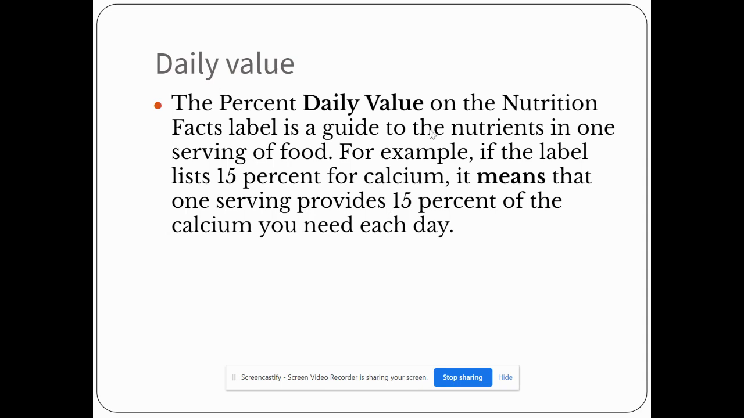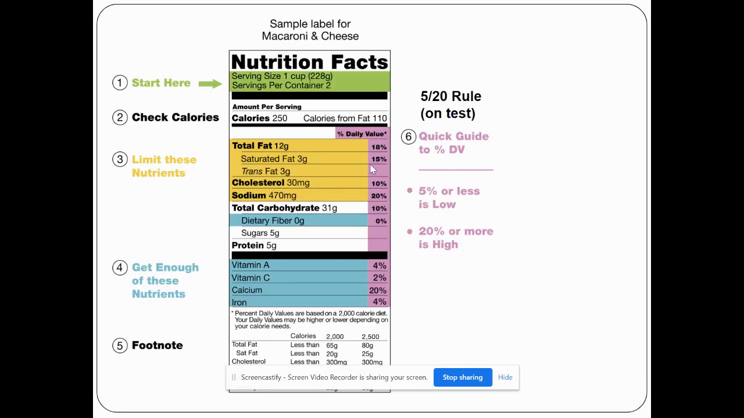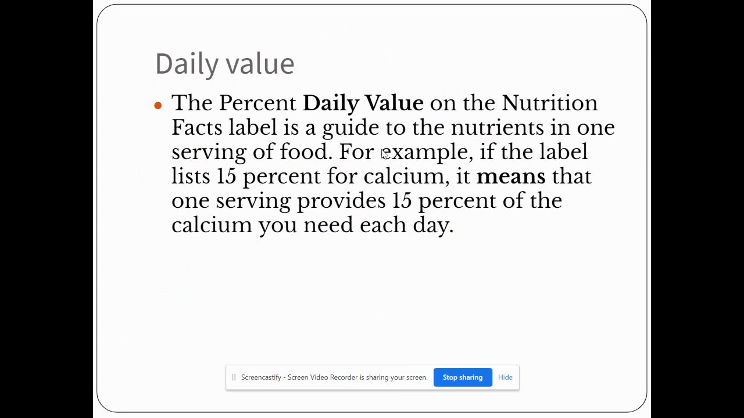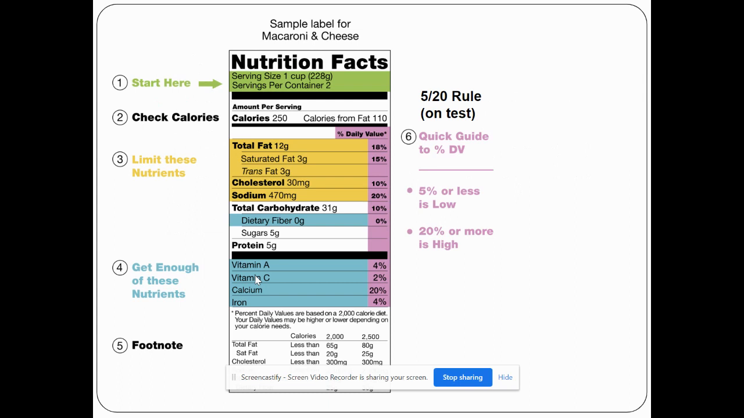Daily value, okay? The daily value are these percentages, okay? And it's a guide to the nutrients in 1 serving of food. For example, if the label lists 15% calcium, it means that 1 serving provides 15% of the calcium you need each day. So, in this case, in 1 serving, this food provides 2% of the daily value of vitamin C. So, you're going to have to get 98% of the daily value of vitamin C from another food source.